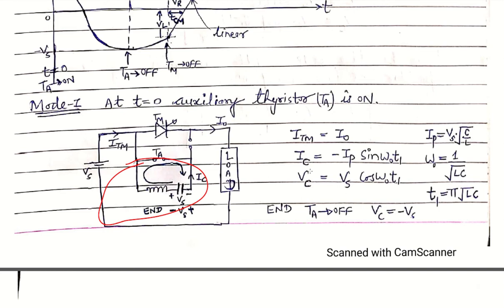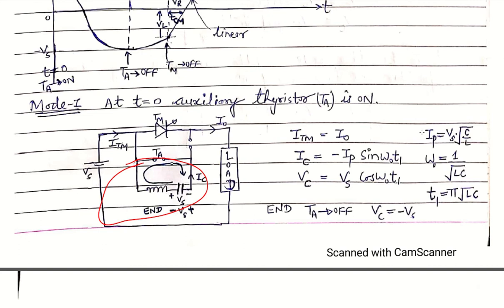And this Vc, which is the capacitor voltage, how will we find the capacitor voltage? IC equals C dVc/dt, so Vc equals 1 upon C integration of IC dt. If we integrate this IC, then we will obtain this capacitor voltage, which is given as Vs cos omega naught T1. Why T1? Because in the first mode we will assume up to time T1 this thyristor Ta is on.